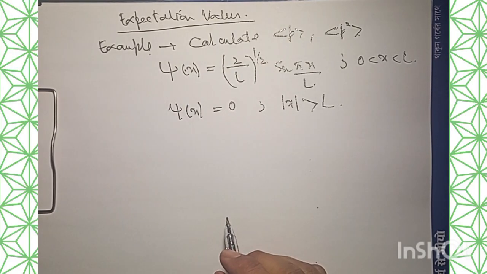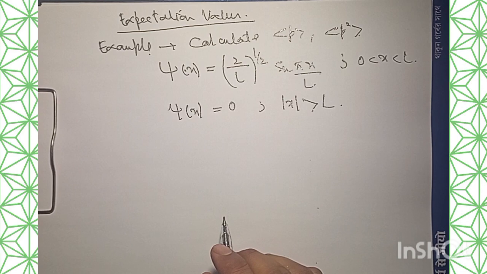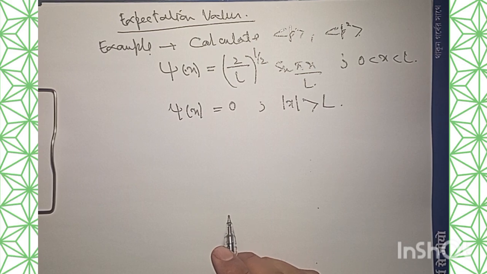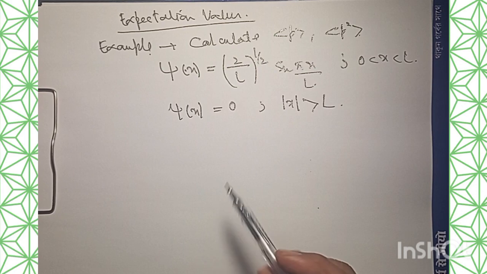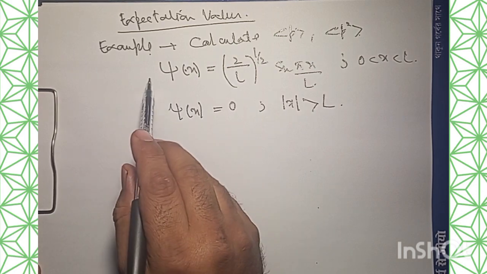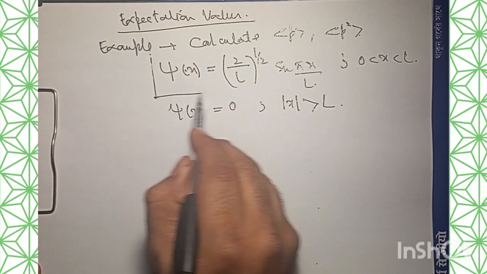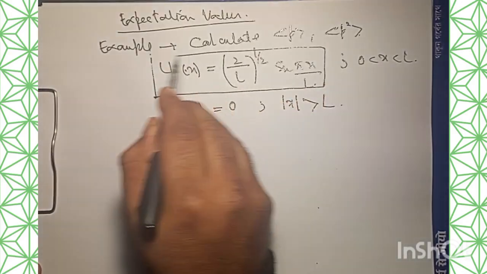So students, let's have an example based on expectation value. In the previous video, I tried to talk about the expectation values that we calculate. And here we have an example where what we have is a wave function. It's a normalized wave function.